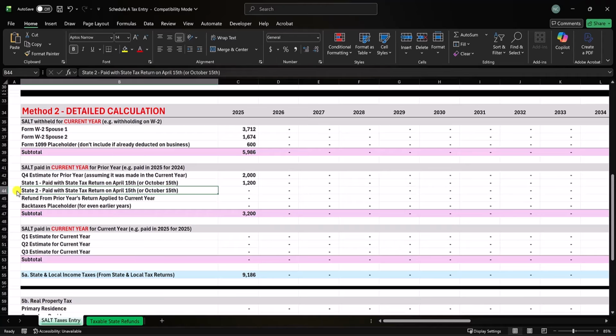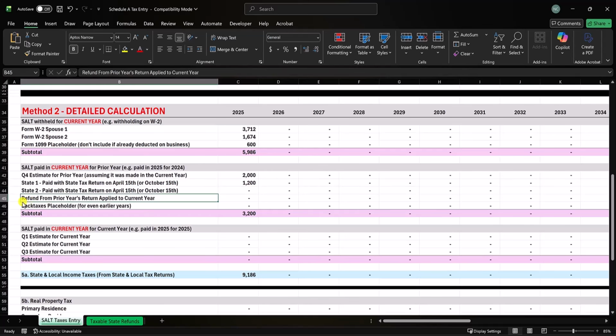Now, right here on the next line, I have the exact same item as we just saw on the previous line. This one down here is for state number 2 if you happen to pay state taxes in more than one state, or this could also be used for a local jurisdiction if you pay taxes there. For purposes of this example, let's just assume that the taxpayer only pays in one state, and therefore this would just be 0 right here.